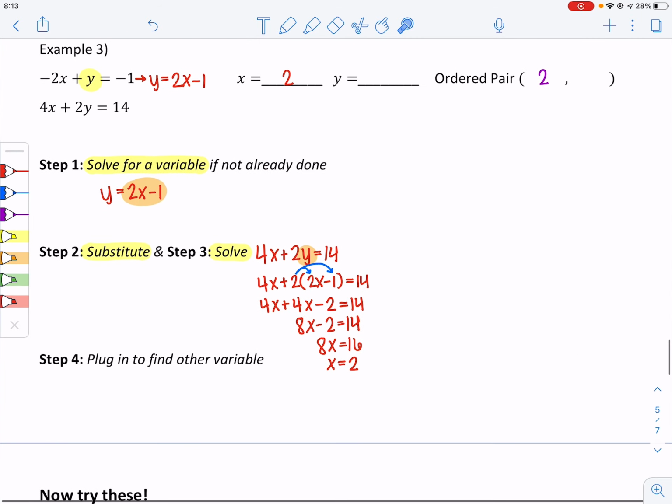Go ahead and use either of the equations to plug in our x equals 2 and figure out what is y.